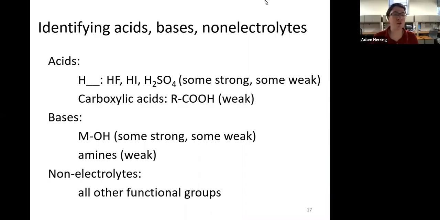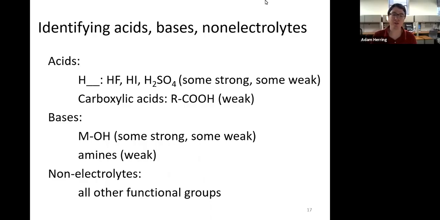For acids, there are 2 types of acids that you'll be expected to recognize. There are acids that begin with an H in their formula, such as hydrofluoric acid, hydroiodic acid, and sulfuric acid, and in this case, some of them are strong and some of them are weak. Our 7 strong acids fall under this category. You also then have carboxylic acids, which have the carboxylic acid functional group. For Chem 110, all of these will be considered weak.